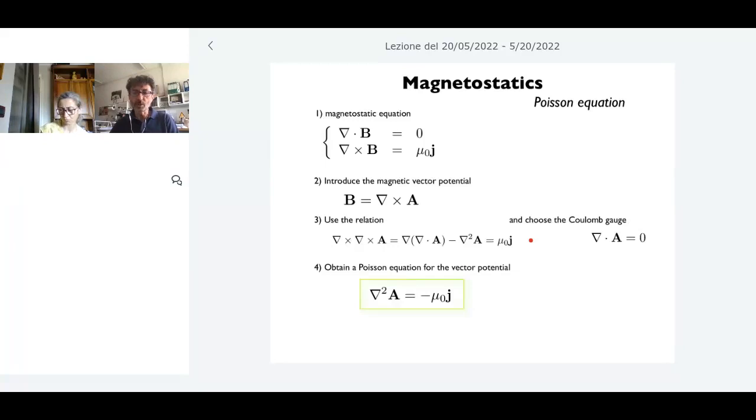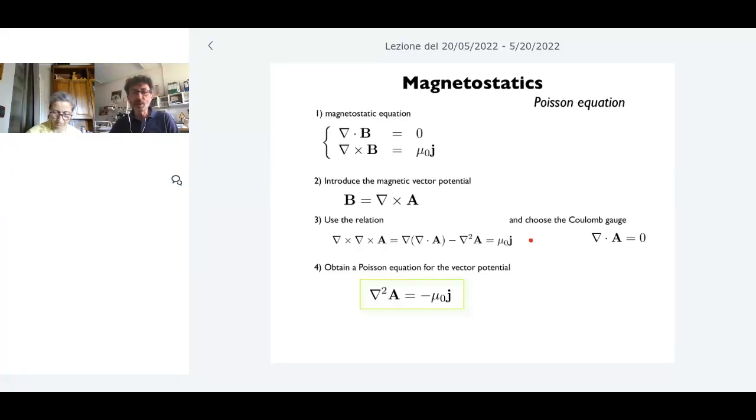So we choose a vector field whose divergence is exactly equal to 0. This is the gauge which is chosen in magnetostatics, essentially. If we do like that, then the magnetostatic equations are much simplified. We obtain the nabla square of A equal to minus mu0 times the current. What happens? It happens that we have a much more simple equation to solve.